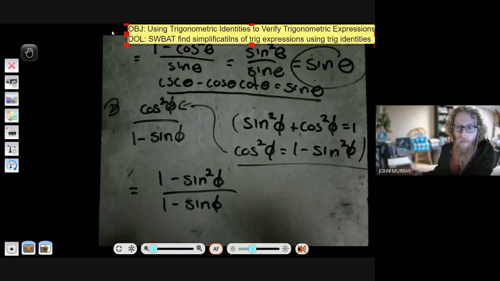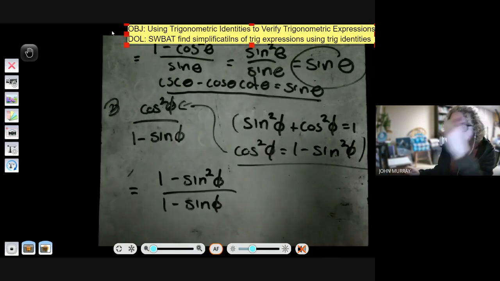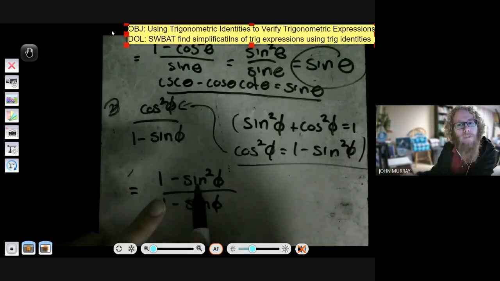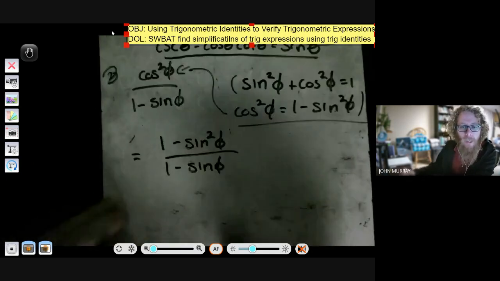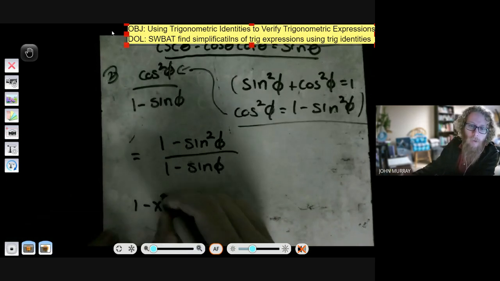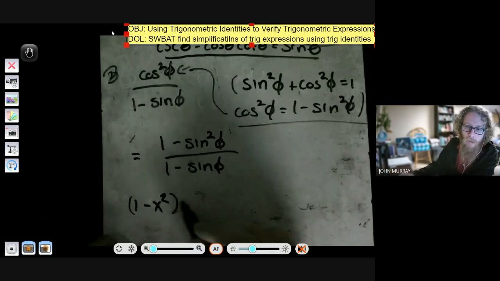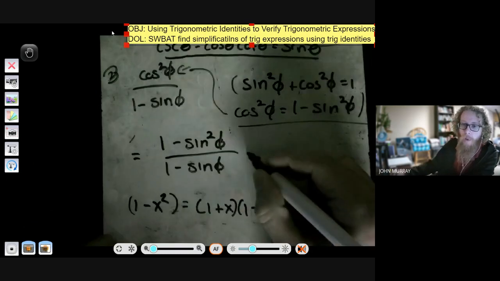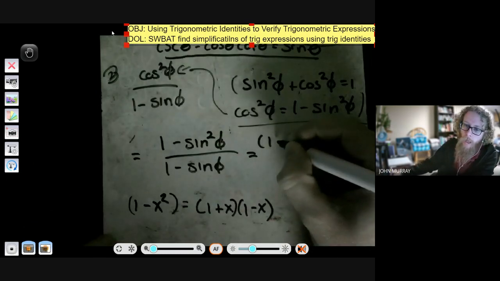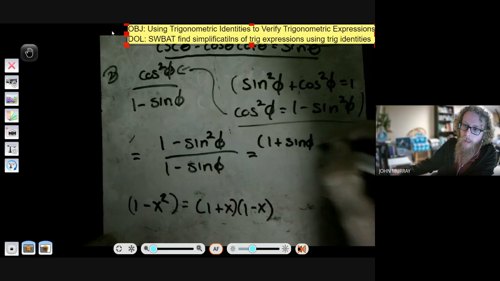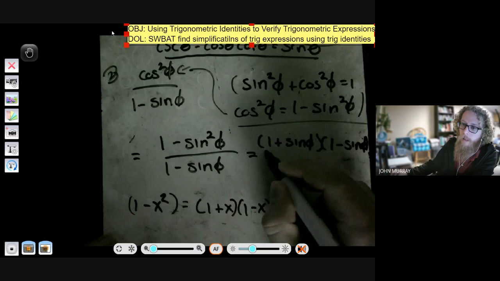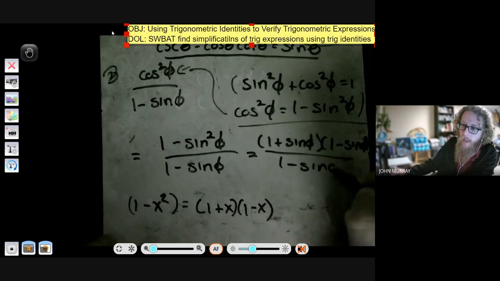Now they look very similar, but be careful. This is a squared and that is not. This, though, is a perfect square. So again, if I used variables, I could write it as 1 minus x squared, which I can split up to 1 plus x times 1 minus x. So my numerator here, I can rewrite that as 1 plus sine times 1 minus sine, all over 1 minus sine.